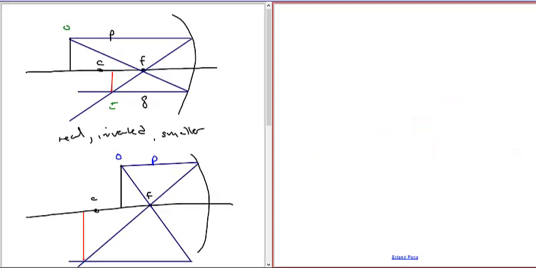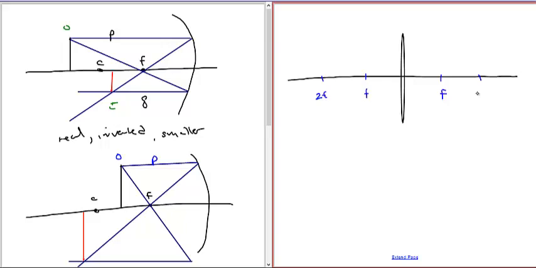So those are the mirror situations. Then you've got your lens situations. So you've got this lens in the middle, and there's a focal point on either side, and then you have twice the focal length. So there's no equivalent to the center here. So this is 2f, this is f, this is f, this is 2f, and you've got 3 different scenarios.